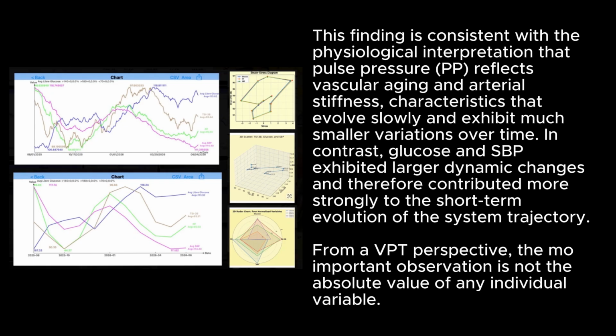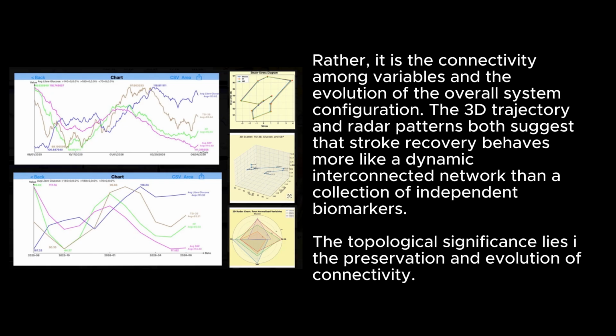system trajectory. From a VPT perspective, the most important observation is not the absolute value of any individual variable. Rather, it is the connectivity among variables and the evolution of the overall system configuration. The 3D trajectory and radar patterns both suggest that stroke recovery behaves more like a dynamic, interconnected network than a collection of independent biomarkers. The topological significance lies in the preservation and evolution of connectivity.